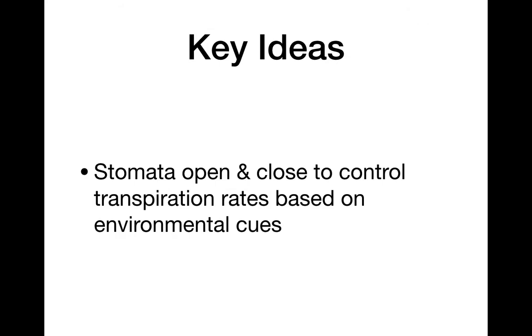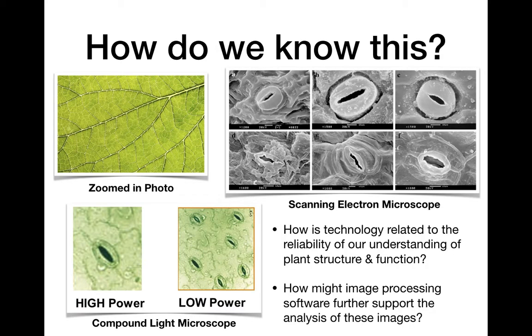Okay, so here's the key idea about this. Stomata open and close to control transpiration rates based on environmental cues. So the next thing we're talking about here is how do we know? How is this going to happen? Well, the technology we have and have developed over time has really helped cement our understanding of how this happens in plants. So take a look at these three images.